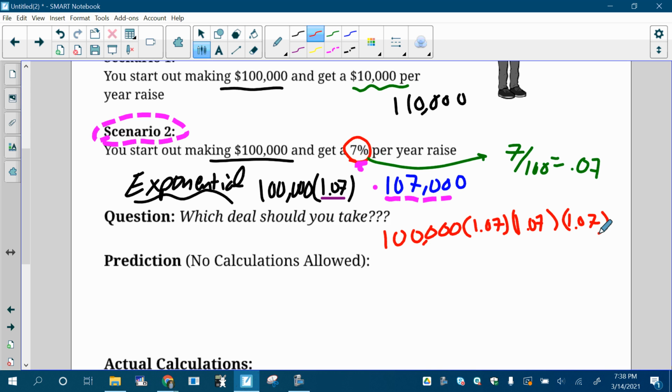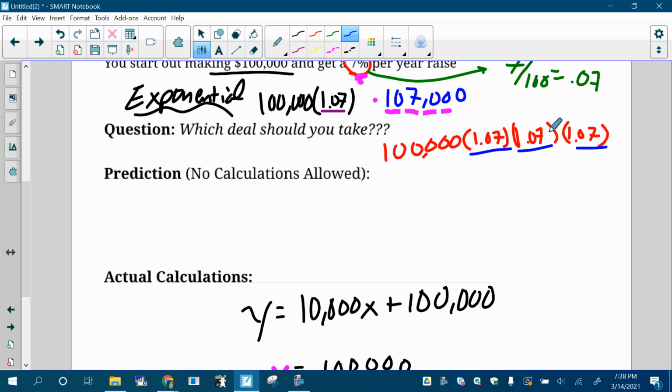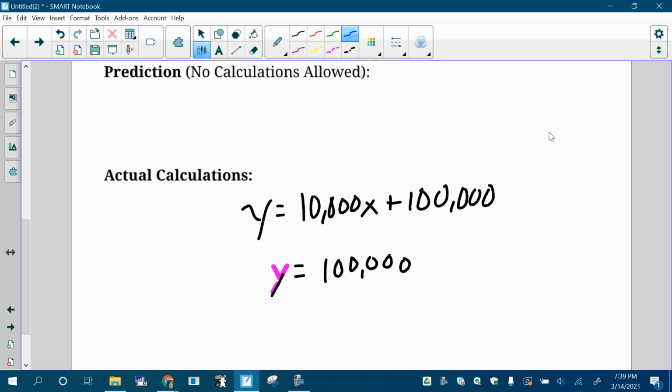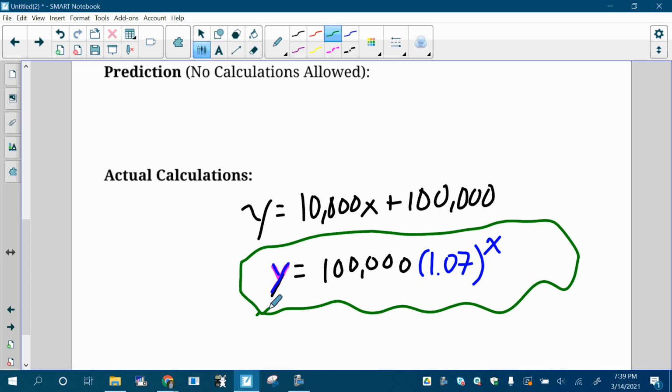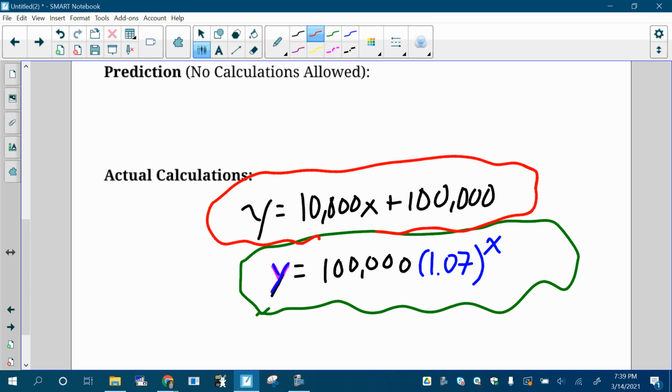If you look at this, what you're doing is multiplying by 1.07 over and over and over. And when you multiply by something over and over and over, that's when exponents become involved. So how would you figure out how much you made in year 28? Well, you take 100,000 and multiply it by 1.07 to the 28th power. We're just going to put x in there because we want to write a general equation. So this equation is for scenario 2, the 7% raise. This equation is for the $10,000 raise.